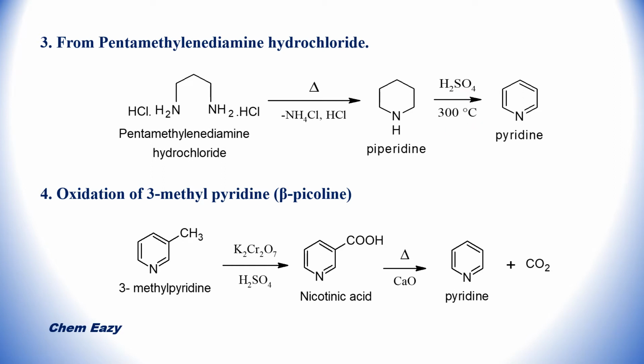In another method, pyridine can be obtained from 3-methyl-pyridine, that is beta picoline. So 3-methyl-pyridine on oxidation with potassium dichromate produces nicotinic acid. Nicotinic acid undergoes decarboxylation with calcium oxide which produces pyridine.